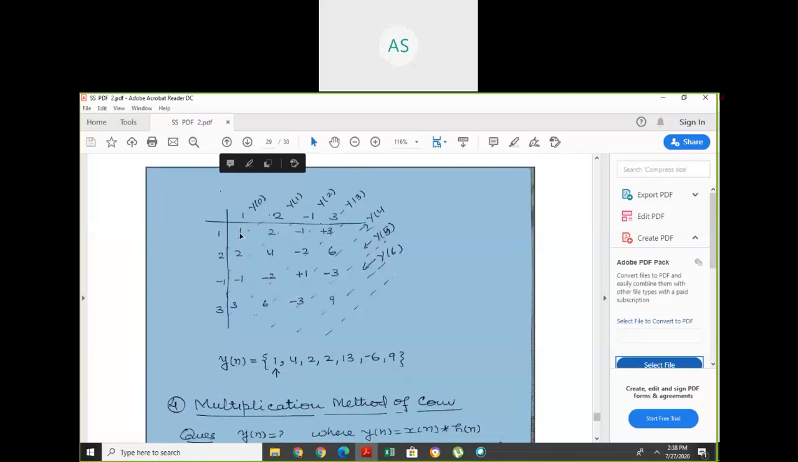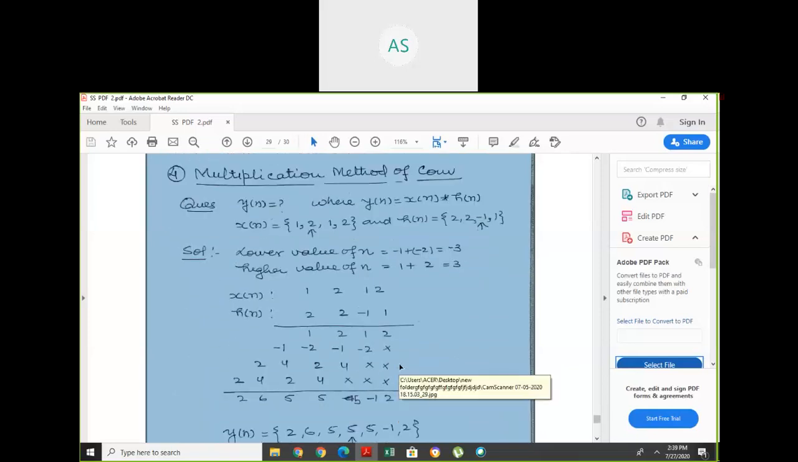What will be the value of y of 0? 1. y of 1 is 3 plus 2, which is 4, y of 2 is minus 1, 4 and minus 1. It means 2. y of 3 is plus 3 minus 2 minus 2 and 3. Similarly, calculate the rest, and y of n is given by 1, 4, 2, 13, minus 6 and 9.